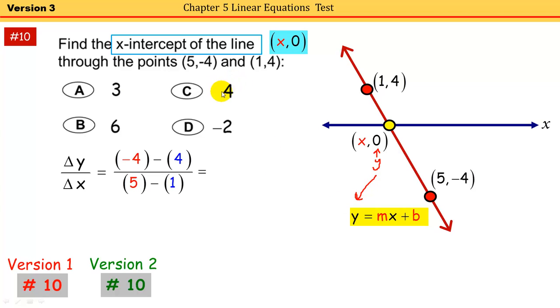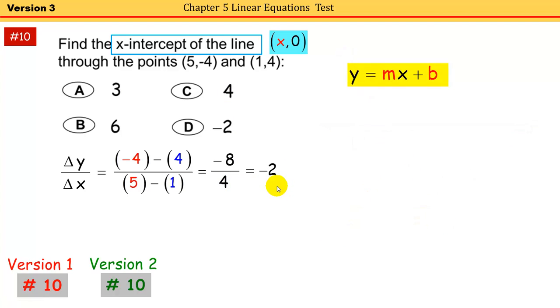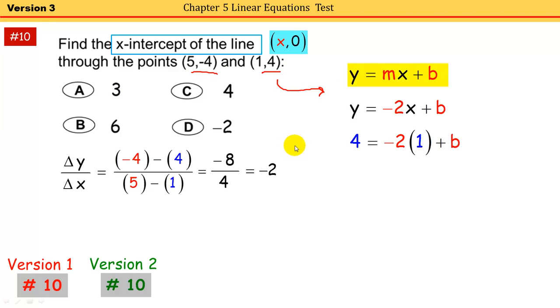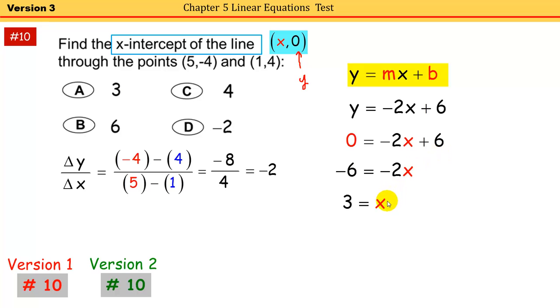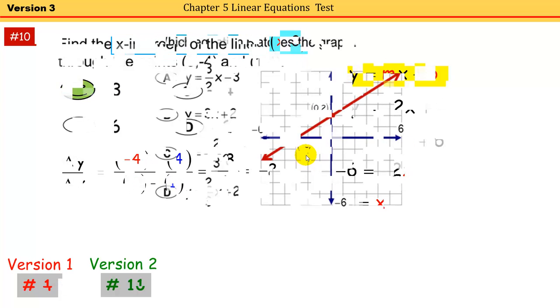So first I'm going to find the slope of our line, which is negative 2. I'm now just going to plug that into my slope-intercept form, and now I can use either one of these points to calculate. I now calculate the y-intercept of this line. Now once I have the y-intercept, remember I'm asking for the x-intercept. You now have to plug in y equals 0 and solve for x. X equals 3, that's the point where it crosses the x-axis.